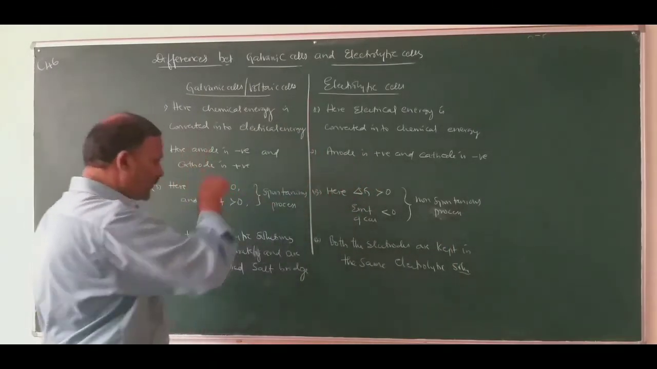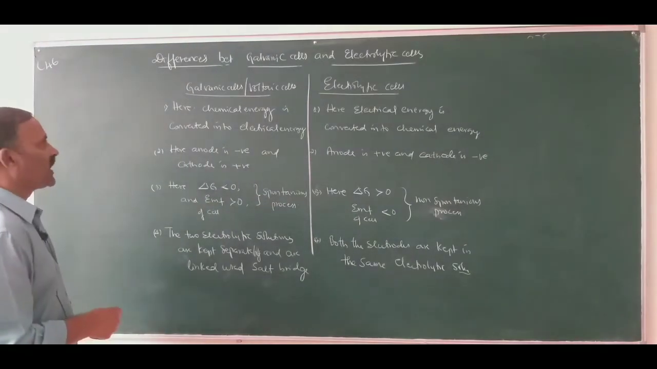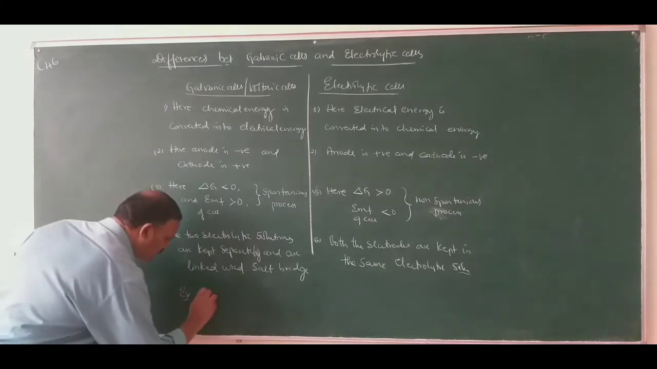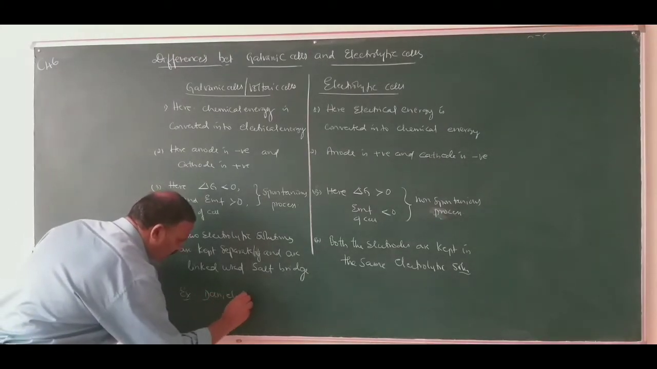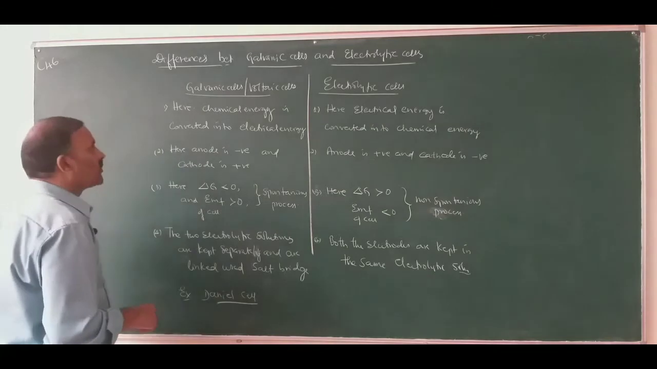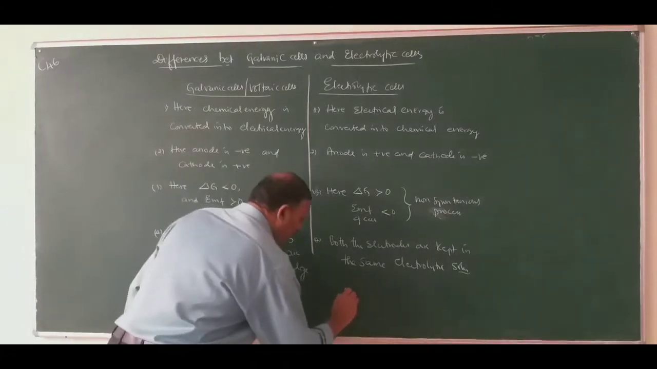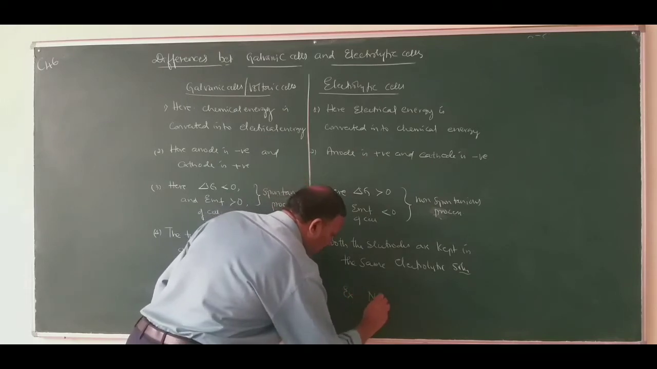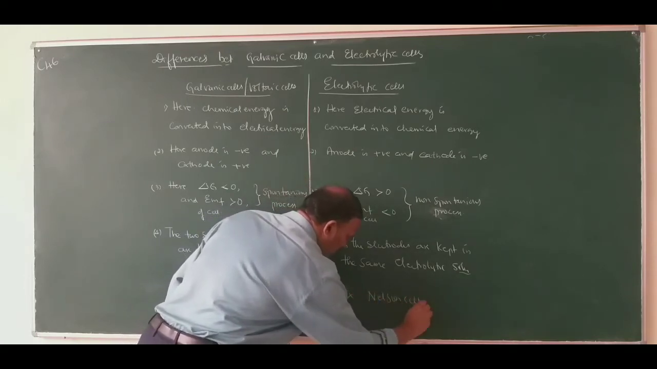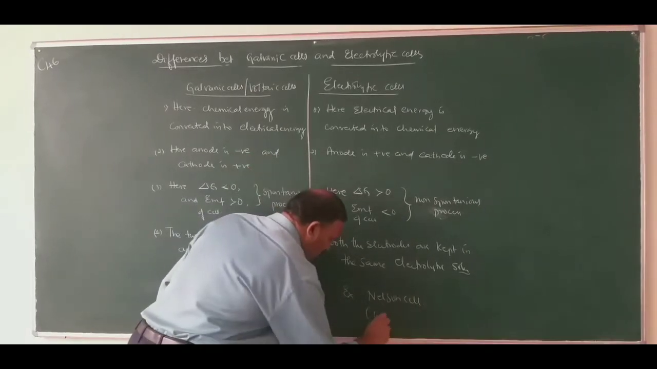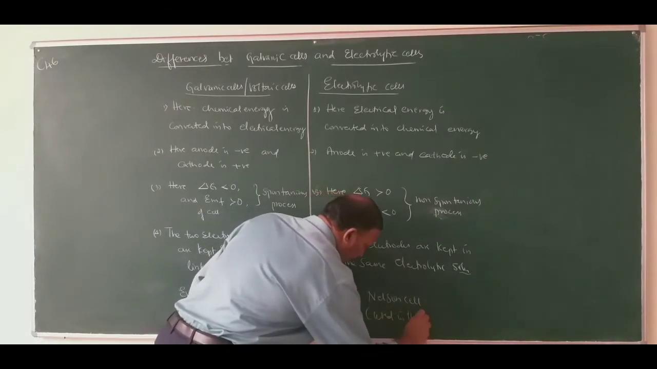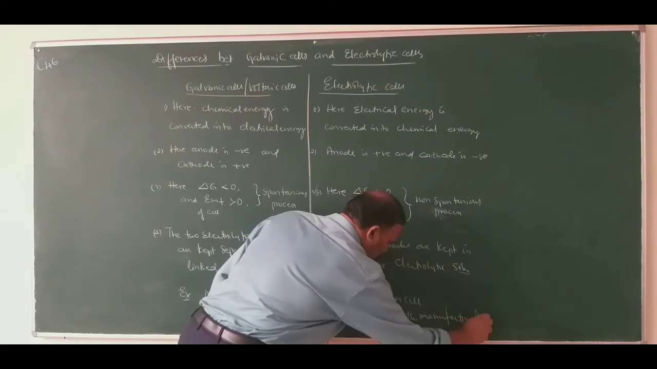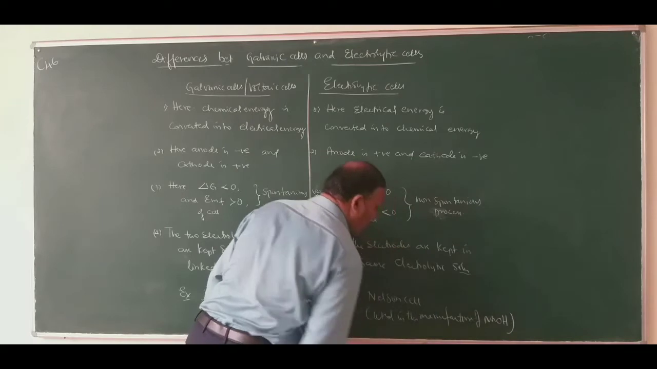So these are the differences between galvanic cells and electrolytic cells. Coming to examples, the Daniell cell is an example of a galvanic cell. Here the example of an electrolytic cell is the Nelson cell, which is used in the manufacture of NaOH.